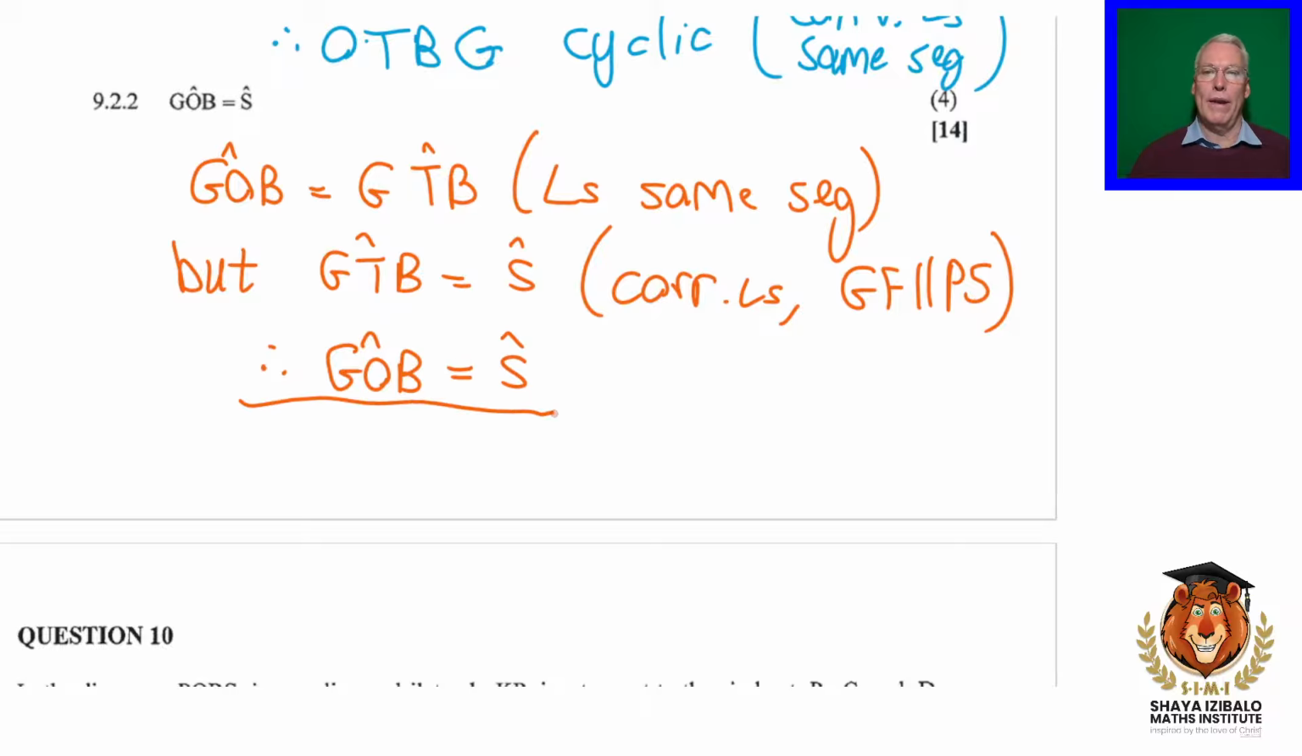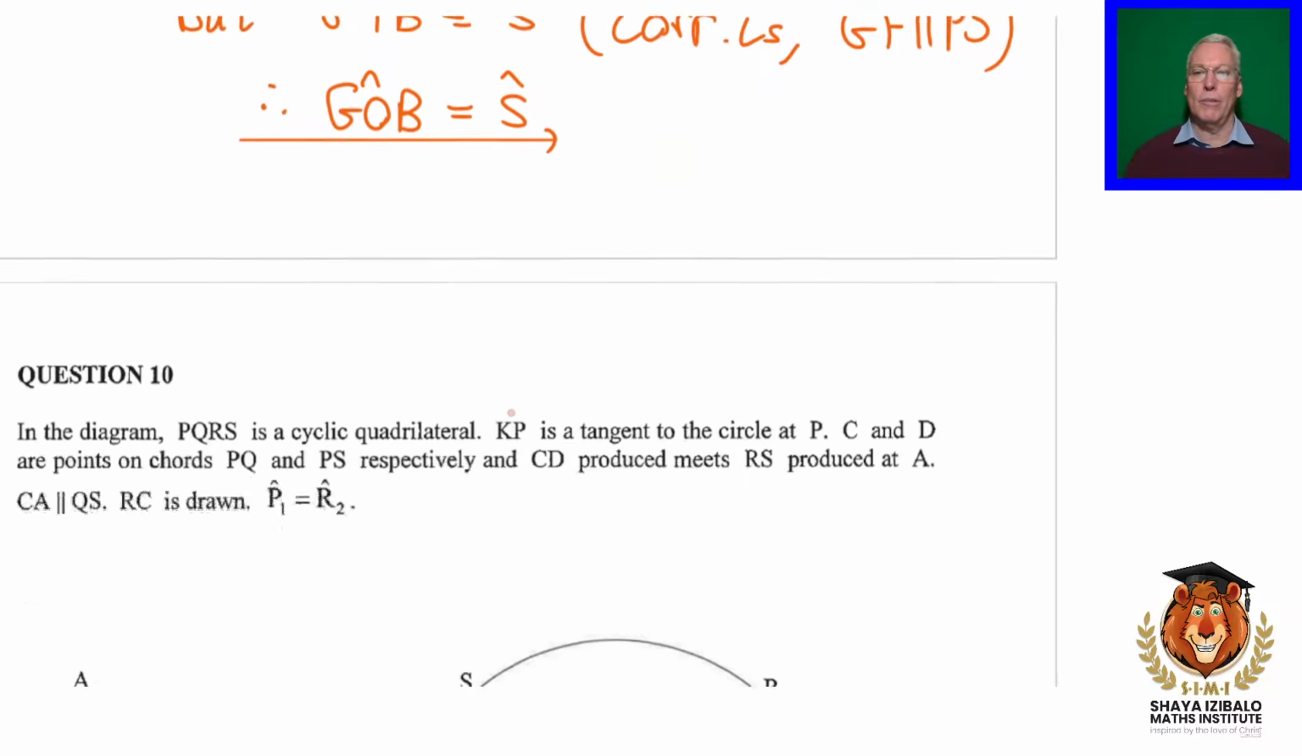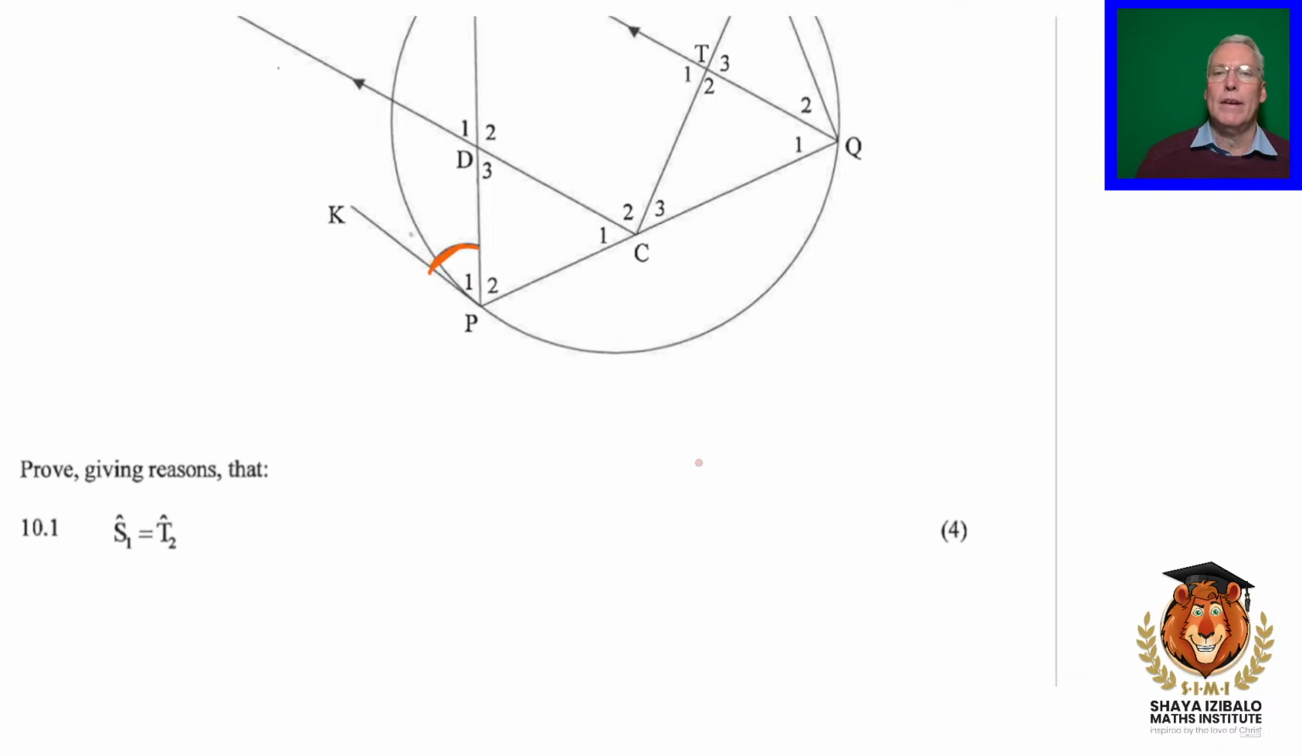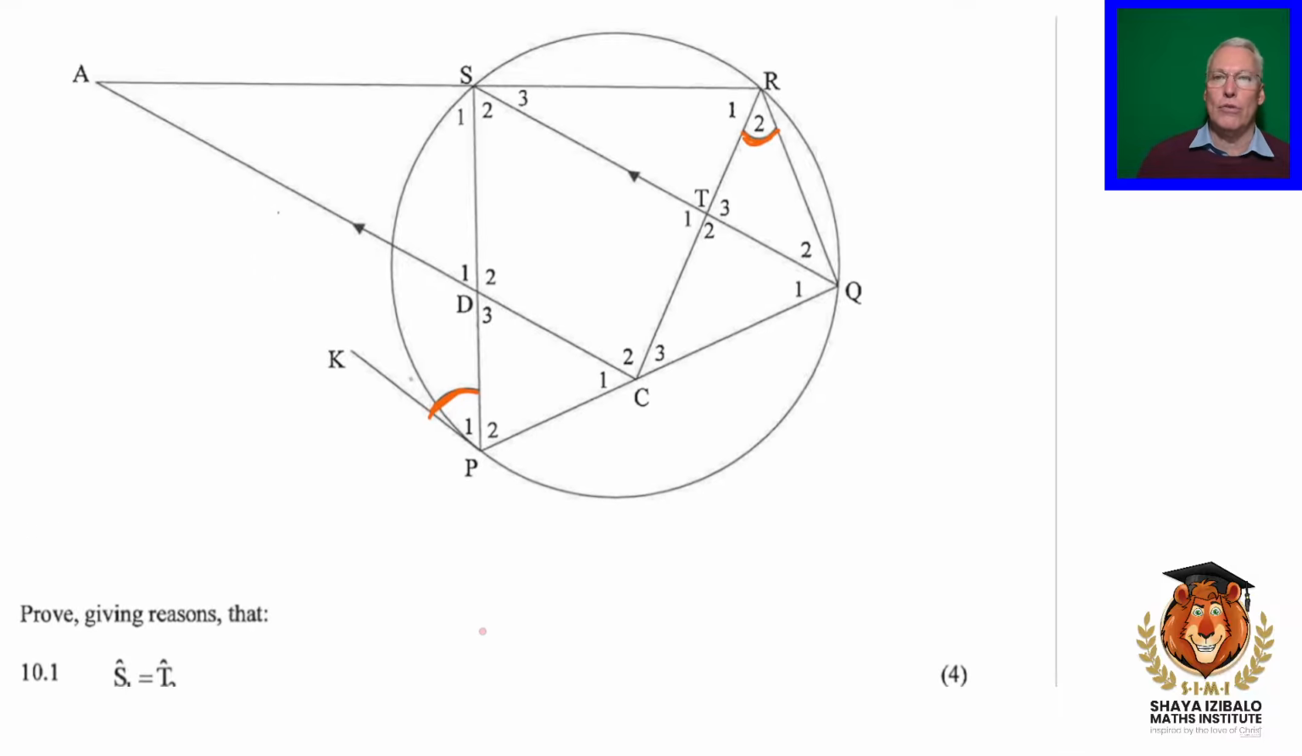Okay, and we've got one question to do, folks, the last geometry question. Right, let's take a look at it. It tells us we've got some parallel lines, we've got a tangent, and this orange angle over here is equal to this orange angle over here. That's all that's written up at the top that I need to tell you about. It tells us that there's a cyclic quad, but we can see that. It says prove, giving reasons, that S1 is equal to T2.